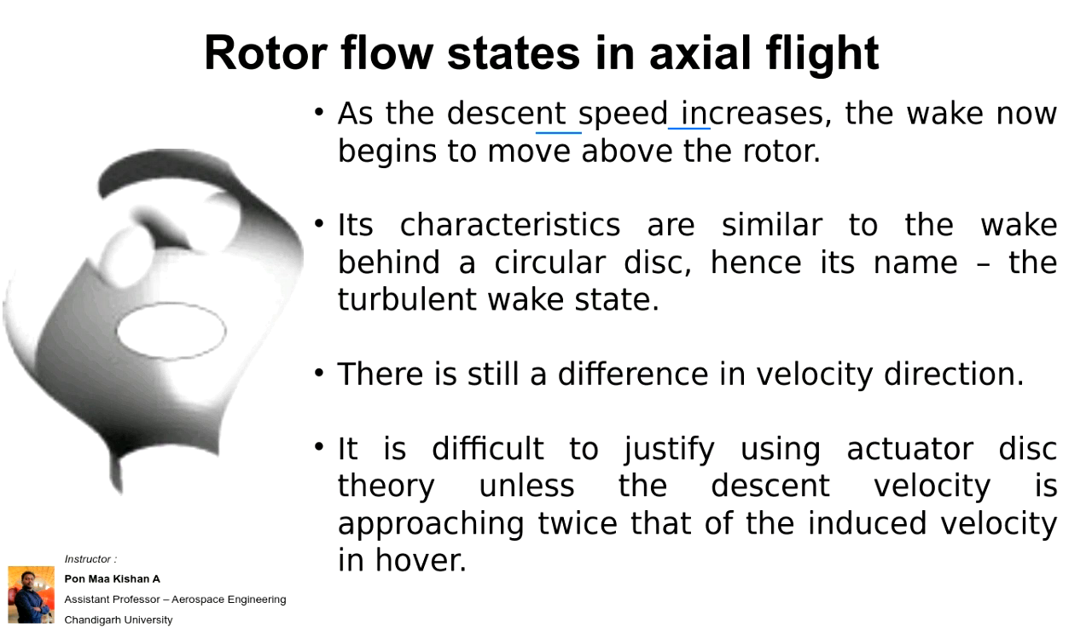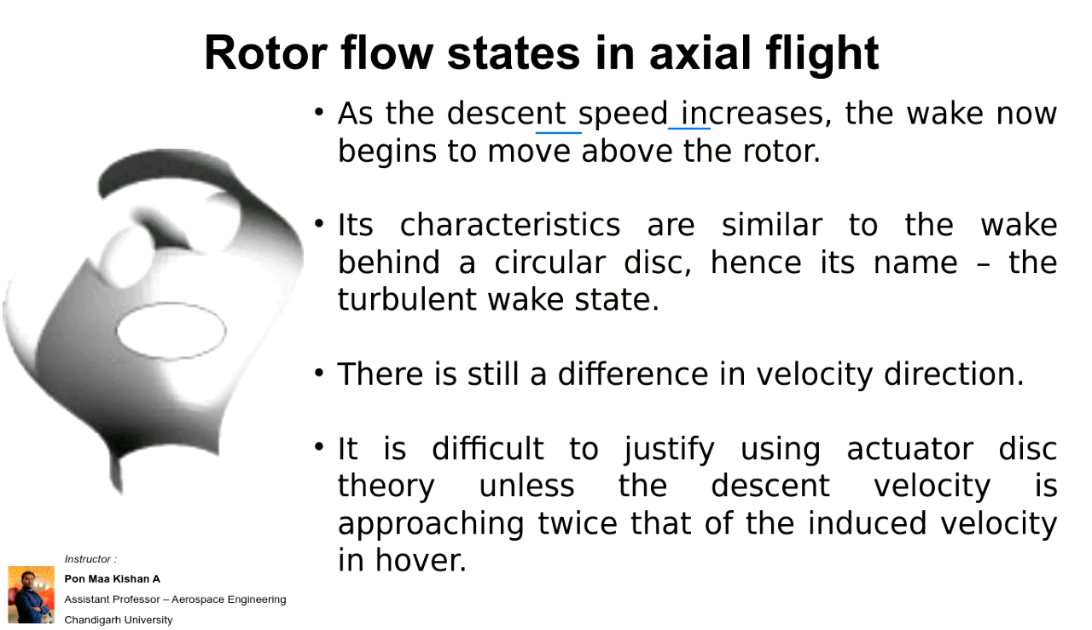So first we have said that it is in climbing position or in hover position. Then we have told that it is descending at a low rate. Let's consider 5 meters per second or 10 meters per second. Then we have come to moderate speed, that is 25 meters per second. Now let's consider the higher speed, as descent speed increases. So let's consider 50 meters per second.